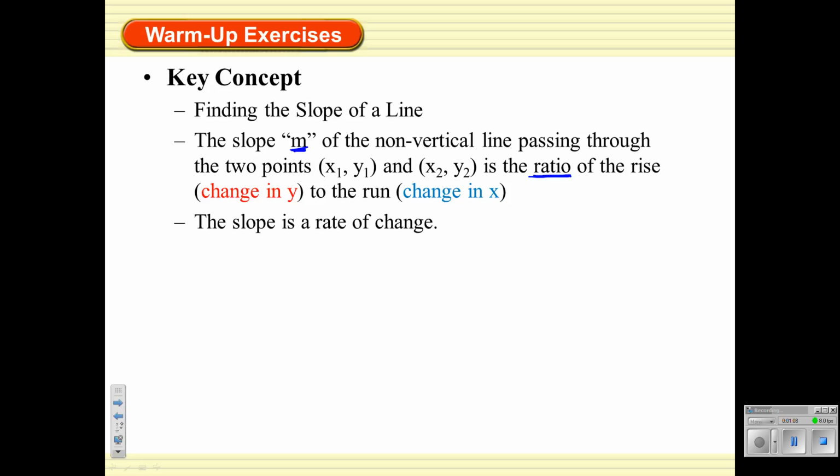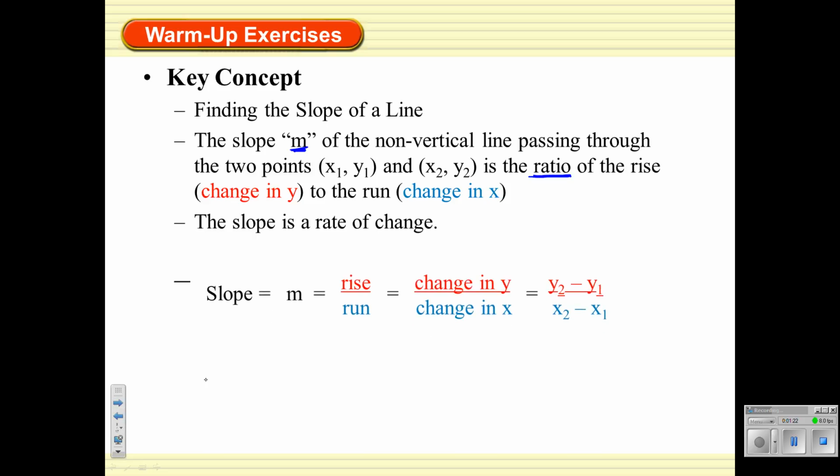The slope is a rate of change. Okay, the steeper the line, the more quickly things are changing. The less steep the line, the slower things are changing. Okay, here's some things you need to know.